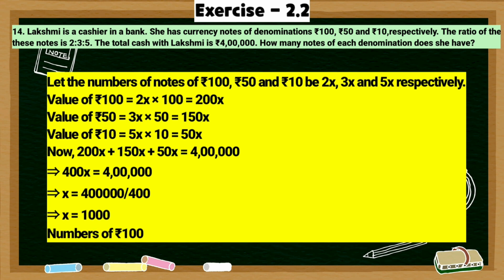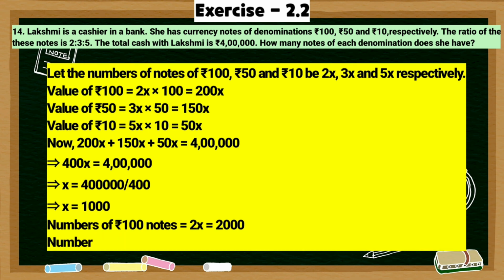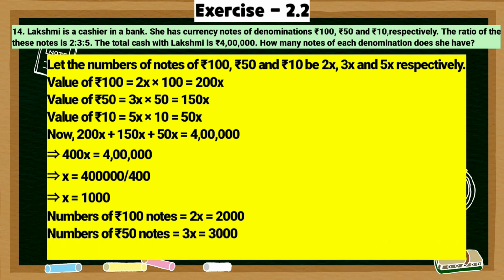So the number of 100 rupees notes is equal to 2x, 2 into 1000, that is equal to 2000. Similarly, the number of 50 rupees notes is equal to 3x, 3 into 1000, 3000, and the number of 10 rupees notes is equal to 5x, 5 into 1000, that is equal to 5000.